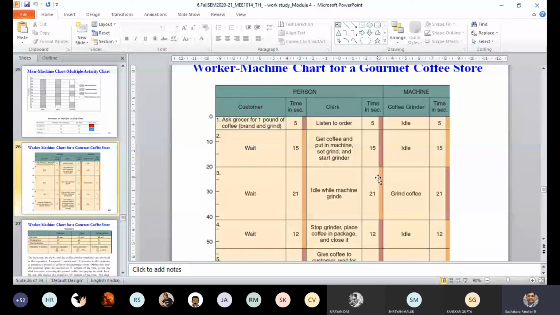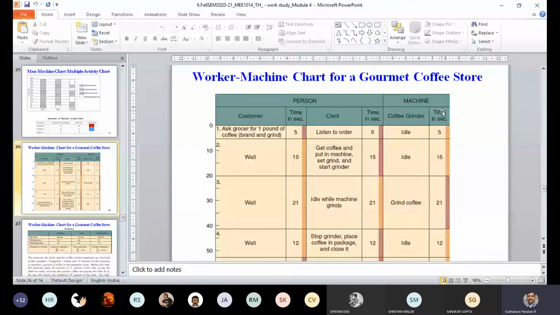Then the fifth column is the machine, the coffee grinder, showing when it works and when it becomes idle. Then the last column, the sixth column, is the time taken by the machine. Now look at the activity. The first activity of the first customer: ask the grocer for 1 pound of coffee.